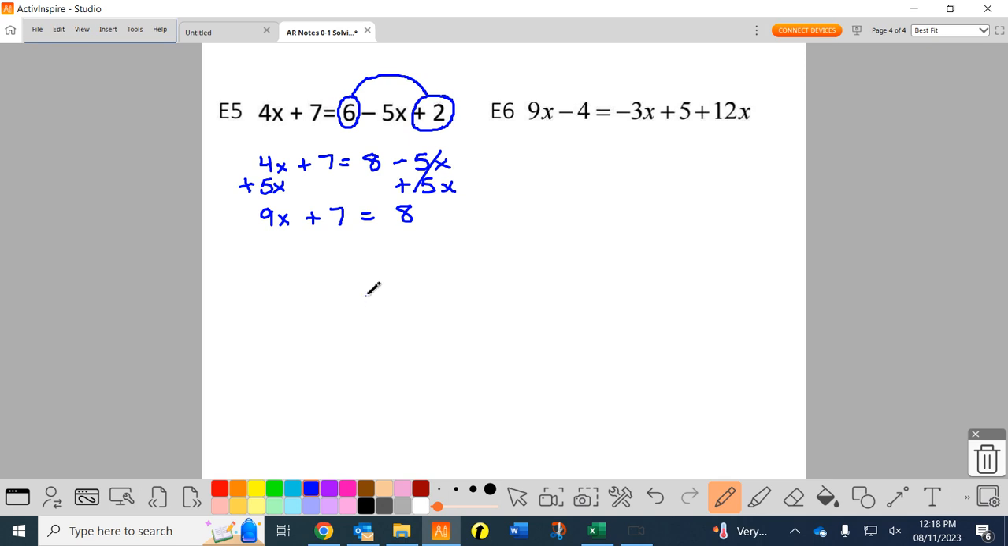Oh, I want to talk about something on the next thing on the calculator. Hold on one second. Next step. Minus 7 makes it 9x equals 1. Which number am I dividing by?